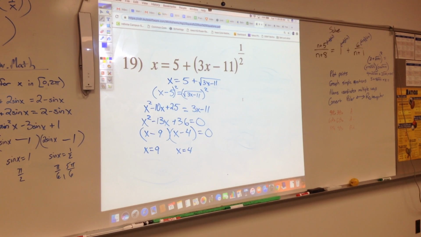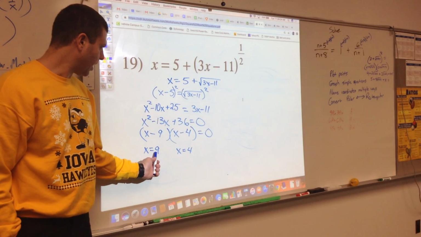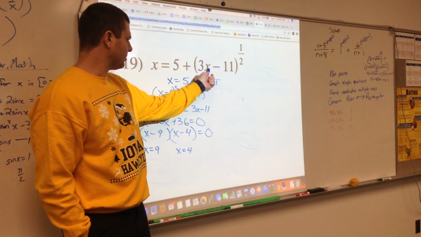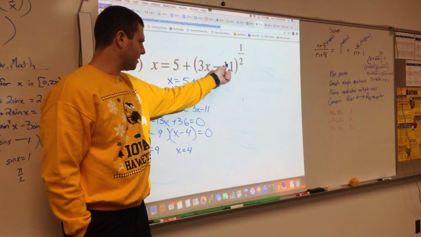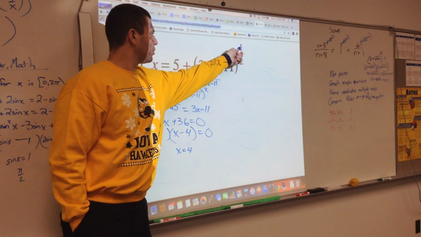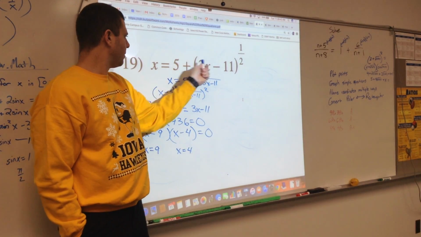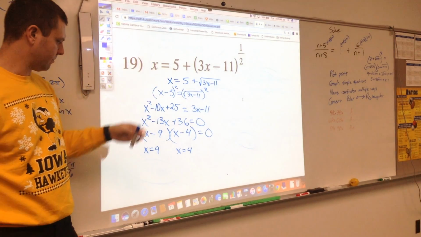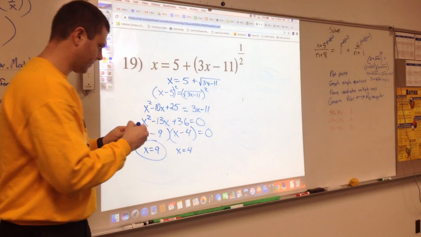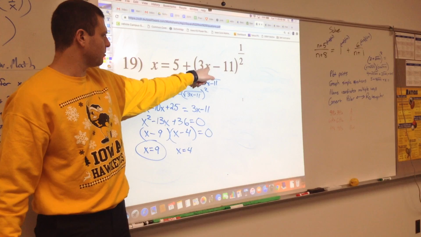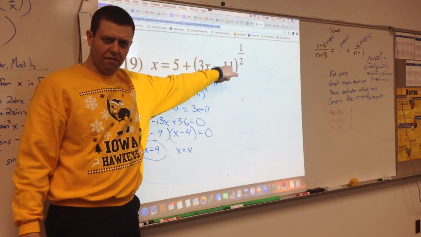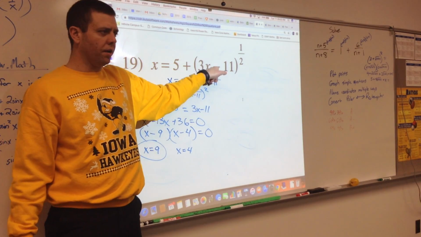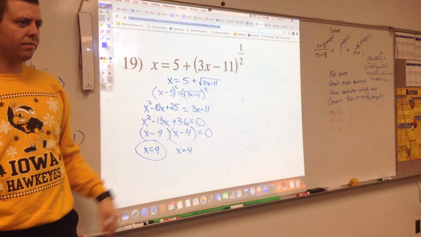Two answers. Be very wary of whether or not they both work. Sometimes they do, sometimes they don't. Let's try it. 3 times 9, 27, minus 11, 16. Square root of 16, 4, plus 5, 9. That worked. 4, 3 times 4, 12, minus 11, 1. Square root of 1, 1, plus 5, 6. Eh.